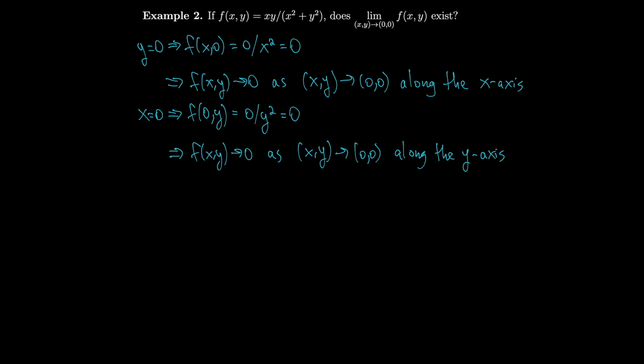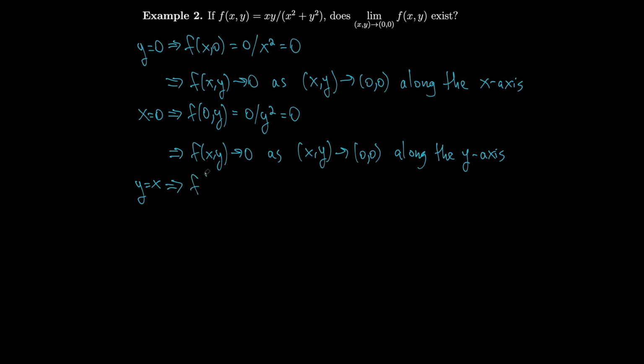But we have to be a little bit careful. We only checked two paths. Remember, there's infinitely many different paths that we could approach 0 on in two dimensions. So how about we check the line diagonally? What if we zero in on y equals x? So we travel along y equals x.